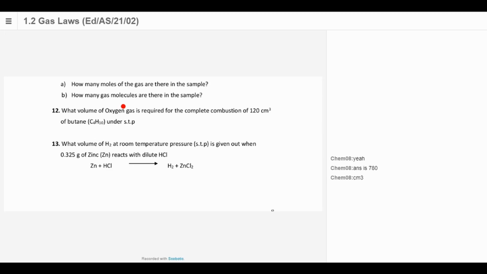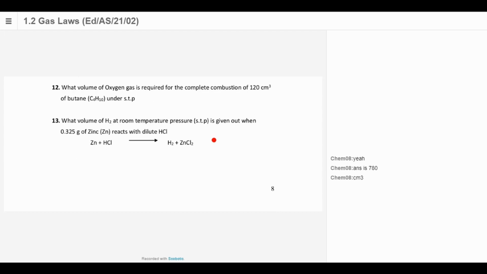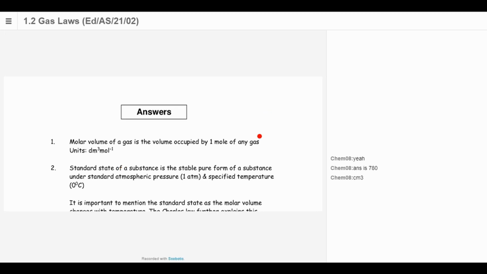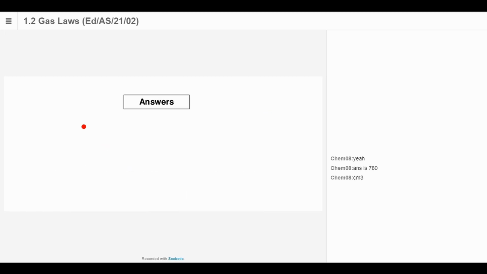It says, what volume of oxygen gas is required for the complete combustion of 120 cm³ of butane? The first step would be to construct the balanced equation for the reaction of butane with oxygen. So C4H10 plus O2 gives carbon dioxide plus water. Then balance the equation. Carbon is balanced, 5 times 2, 10 hydrogens. And for the oxygen, 4 times 2, 8, plus 5, 13. So it's 13 over 2 oxygens, right?